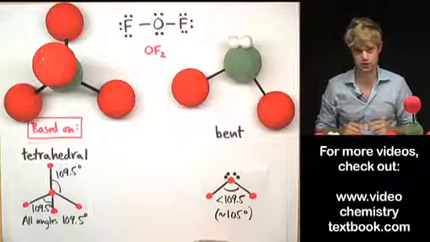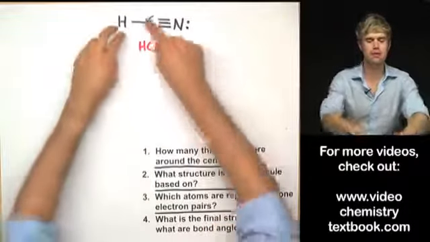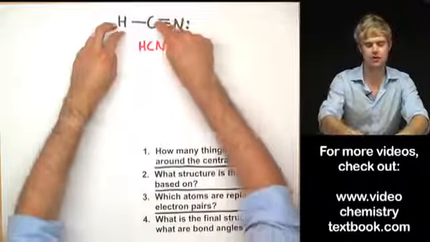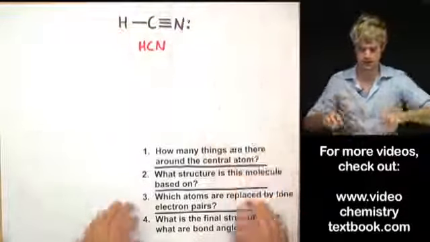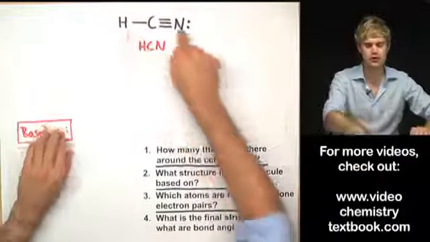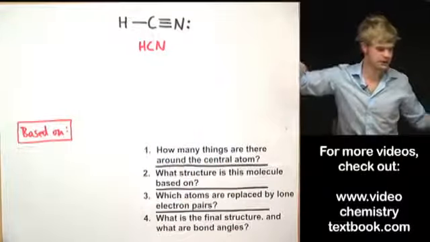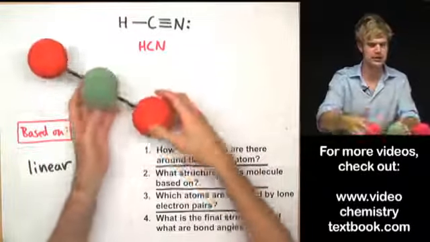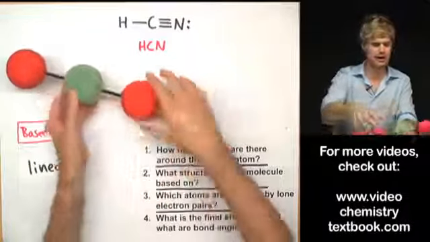HCN, how many things around the central atom? Got 1 bond here, 1 triple bond here. Doesn't matter that it's a triple bond, it's just 2 bonds, a bond here, a bond here. So if we have 2 things around a central atom, the structure is based on this linear thing that we've got here. Here's a central atom, atom on the side, atom on the side.